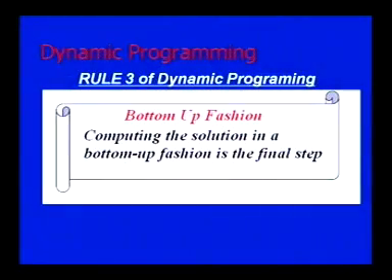Rule number 3 is the bottom up fashion. So, the greedy approach and divide and conquer algorithms are all top down design approaches. They start from the top, whereas here we are going in a bottom up fashion.